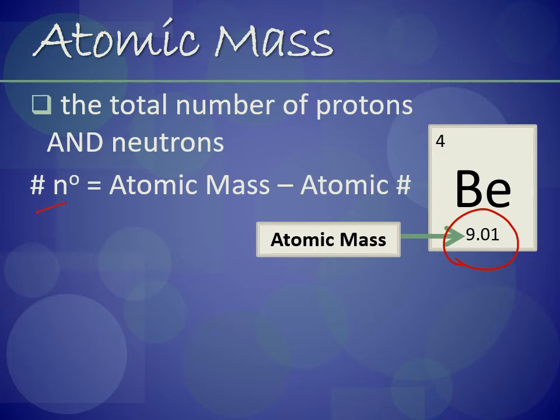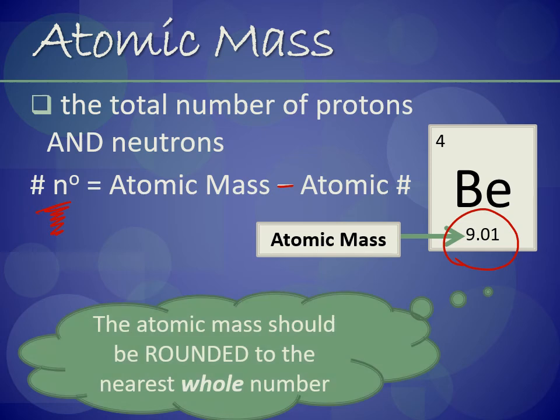So the number of neutrons that an element has can be calculated by taking the atomic mass and subtracting the atomic number. So if I was doing this for beryllium, what would it look like? It would look like the atomic mass of 9, and you can always round it to the nearest whole number. So 9.01 rounded is 9. 9 subtract 4 is going to give you 5. So beryllium has 5 neutrons.